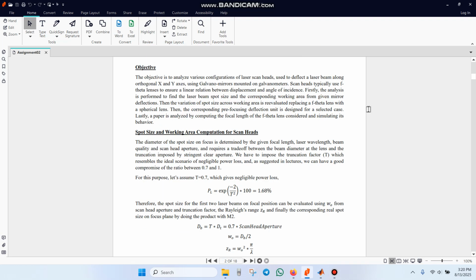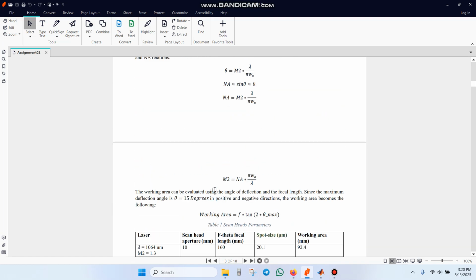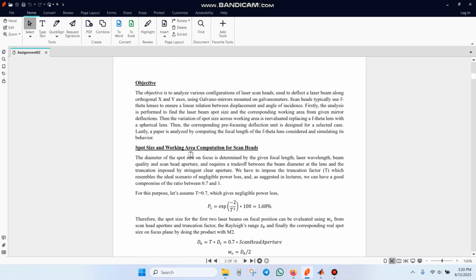Right. So in this video, I want to discuss the design of scan heads in order to focus a particular beam on a working surface. For this purpose, we would compute the spot size as well as the working area for various scan heads that are given in this table right here. I would discuss them later, but initially we would discuss the spot size and working area, followed by the design of a refocusing lens in order to improve the final spot size for any beam.